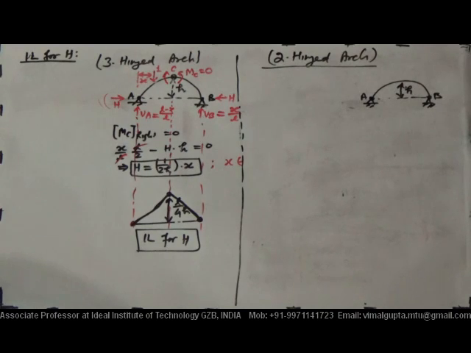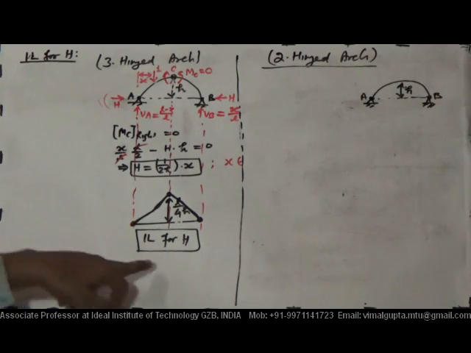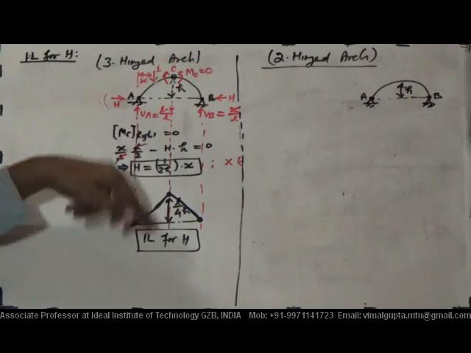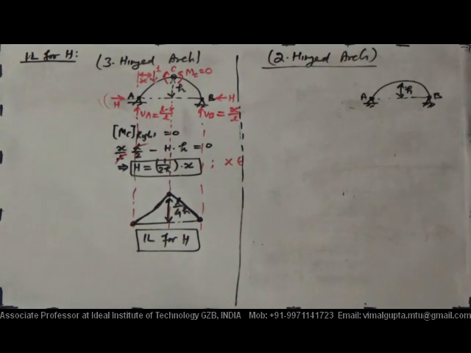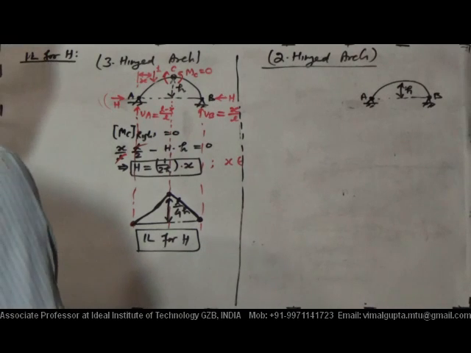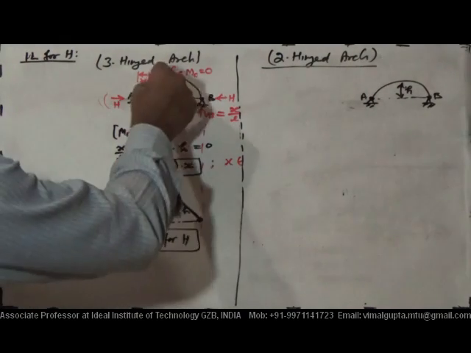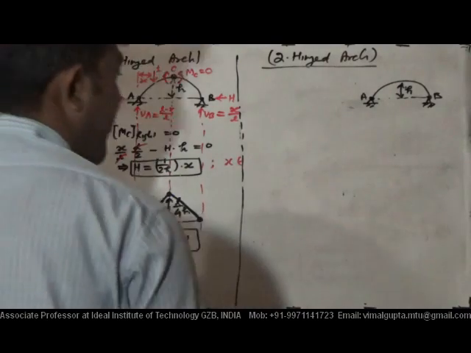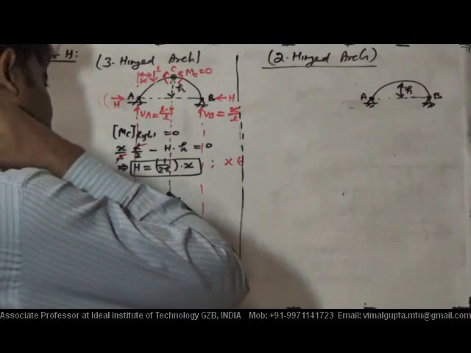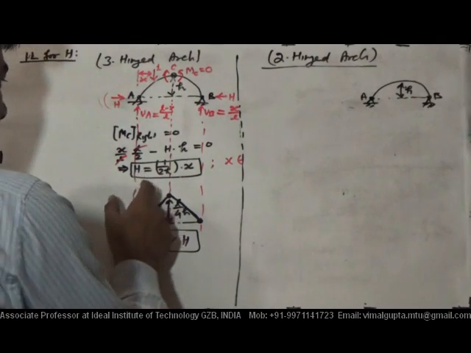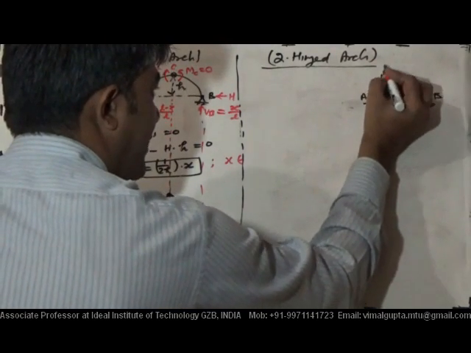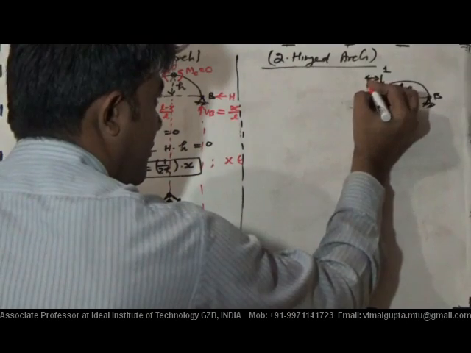For derivation of IL for H, it can be applicable for any type of arch. Its shape can be parabolic, it can be circular. It is applicable for both, because we have not used any relation between this x and this y. So how can it be calculated? That equation can be calculated by placing this unit load at x.